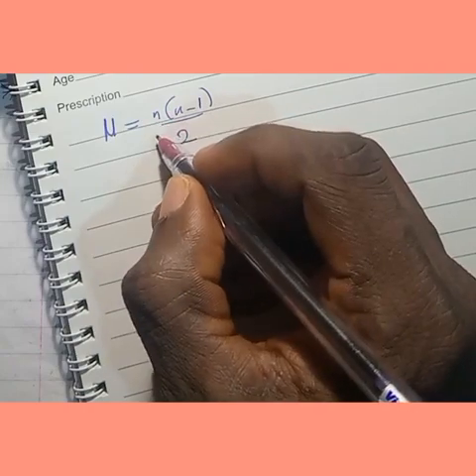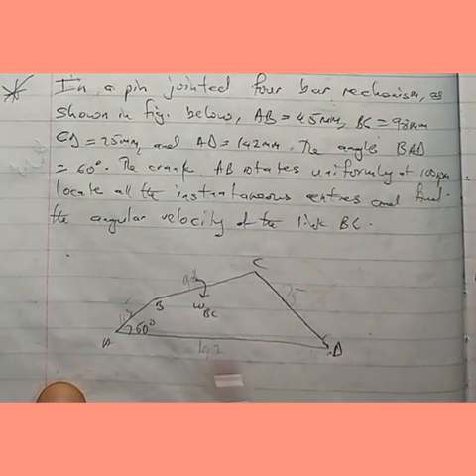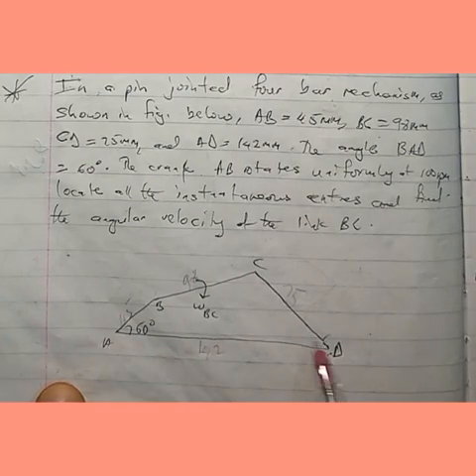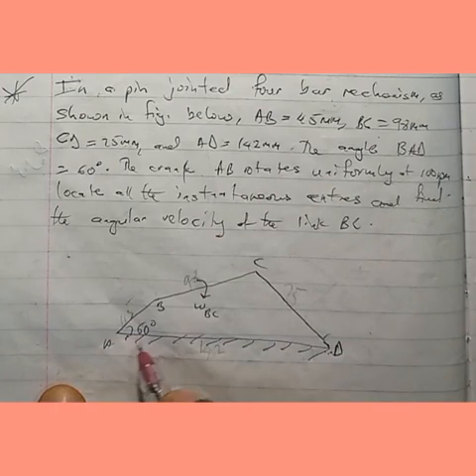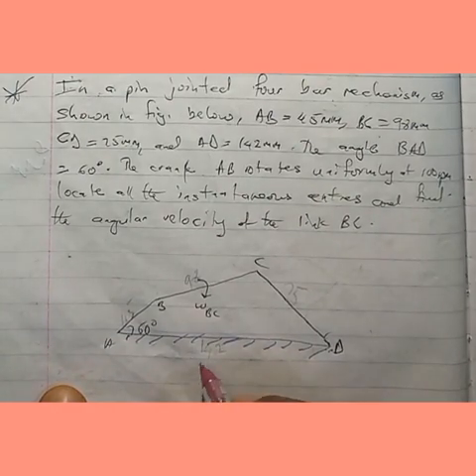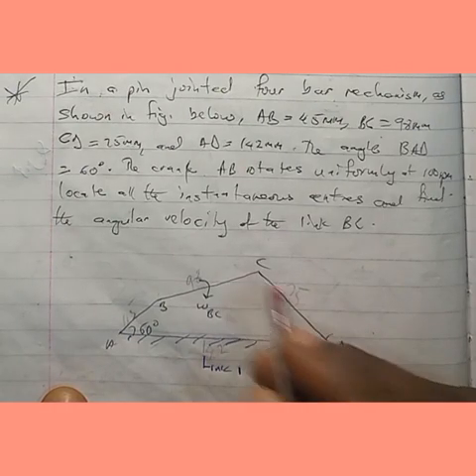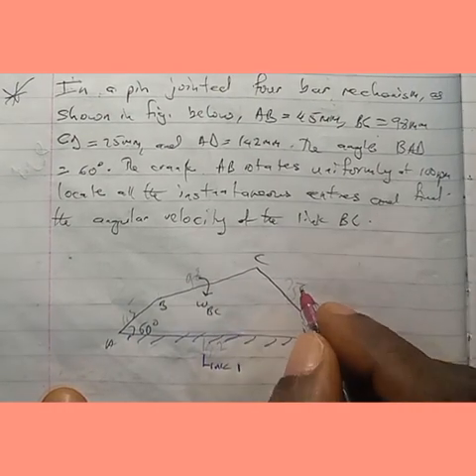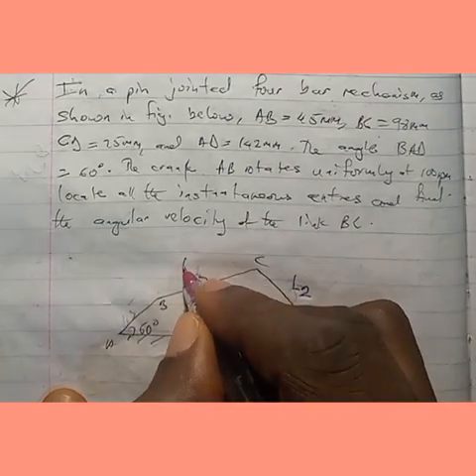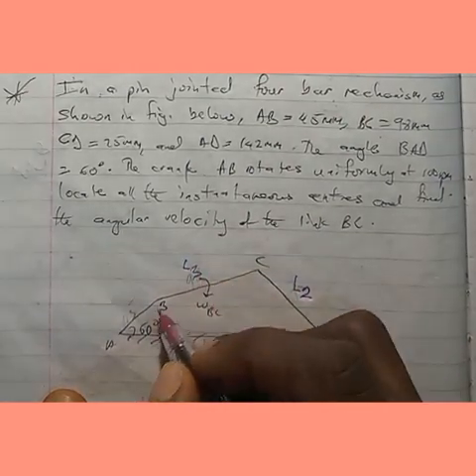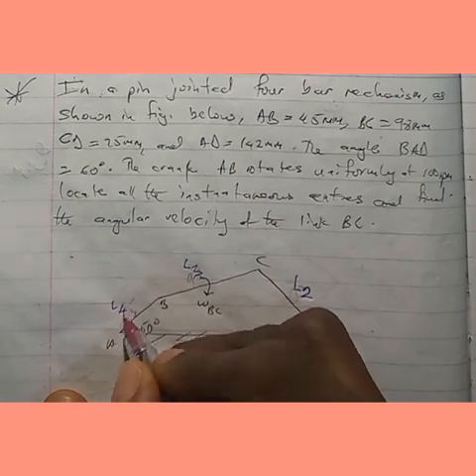where the small letter n is the number of links. So from point A to D here is our link 1, and this is where we have our fixed link. So this is link 1. And then from C to D, that's where we have our link 2. From B to C, that's where we have our link 3. And then from A to B, that's where we have our link 4. So we have 4 links here.